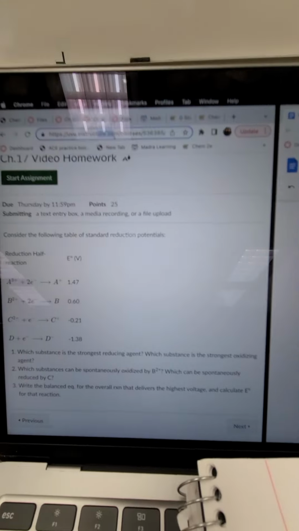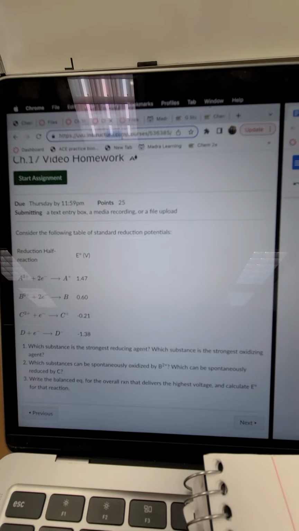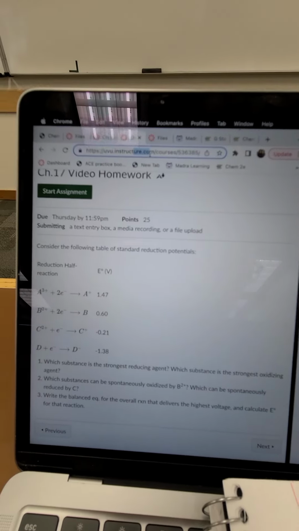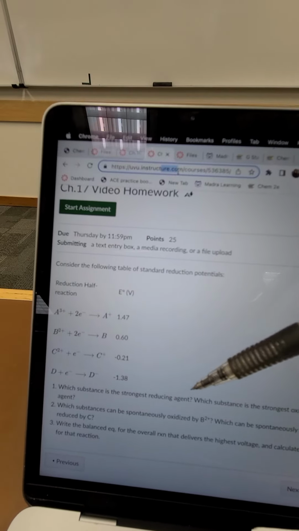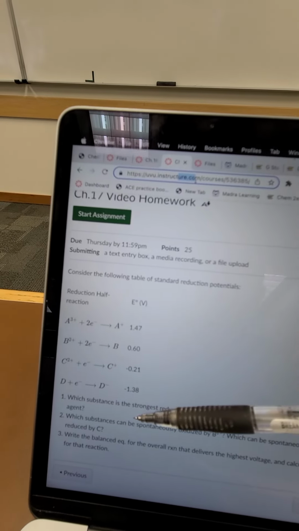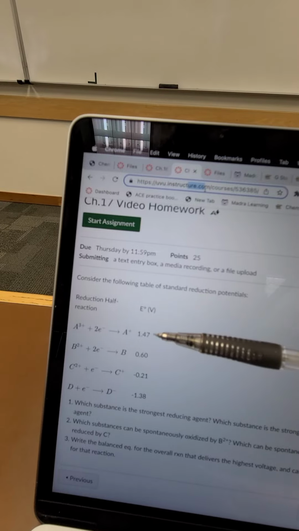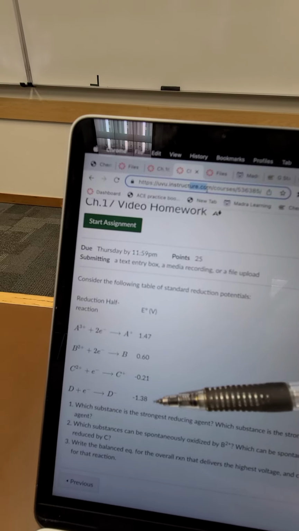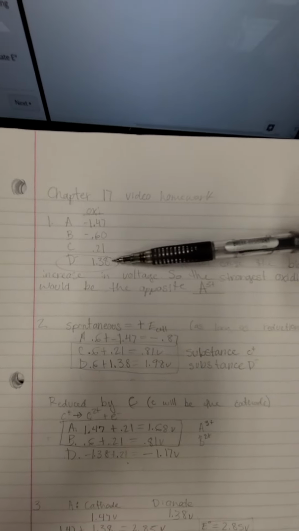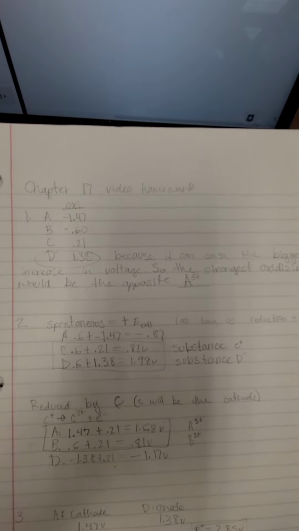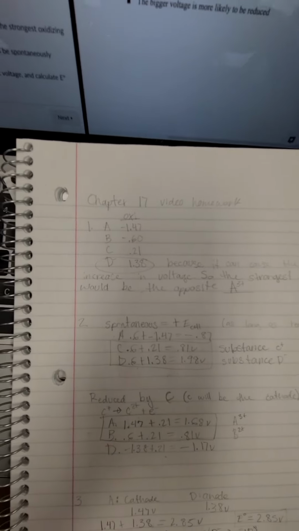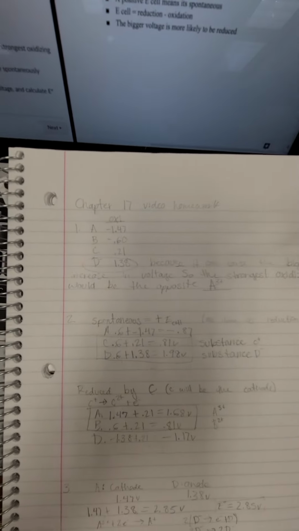So the first question is asking which of the substances is the strongest reducing agent. Because we're looking for a reducing agent, we have to find the oxidation reaction. So we have to flip the signs on all of these measured voltages for the reduction. So I flipped all the signs right here, and the biggest number is 1.38 in D. So D has the strongest reducing agent because it came from an oxidizing reaction.